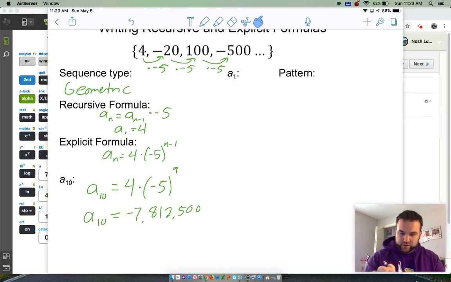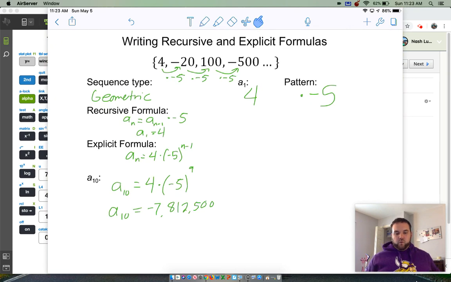We actually already did this. A sub 1 is 4, and the pattern is multiplying by negative 5. Okay. So there's that for a geometric sequence.